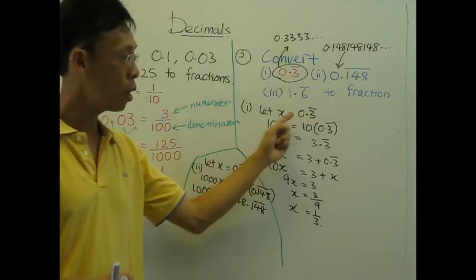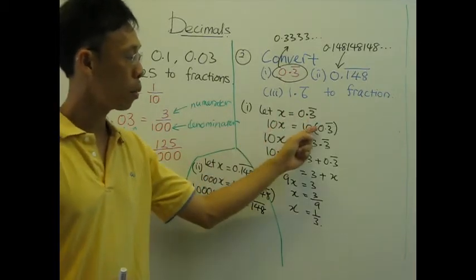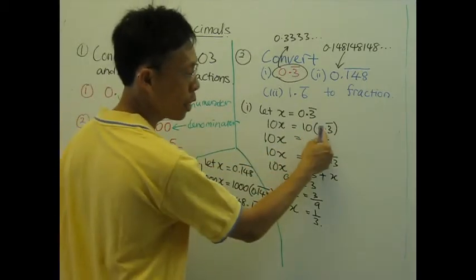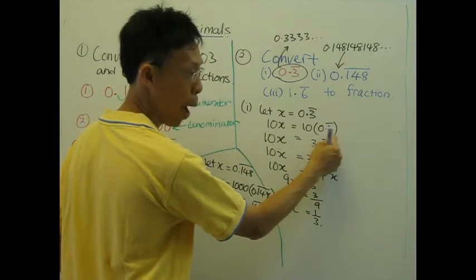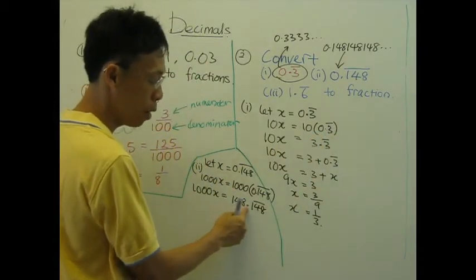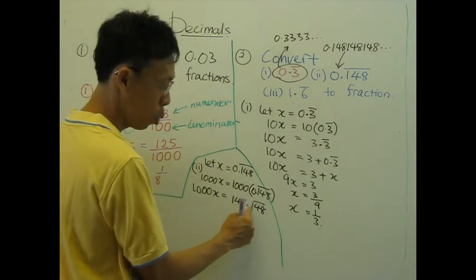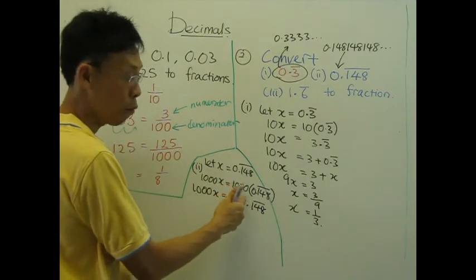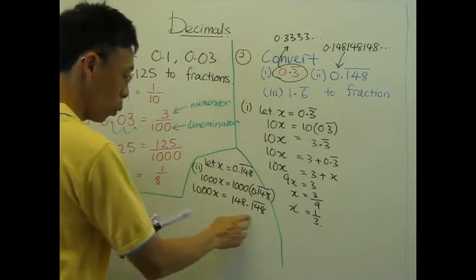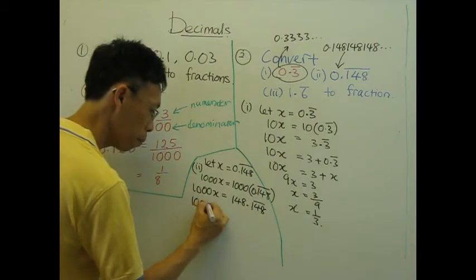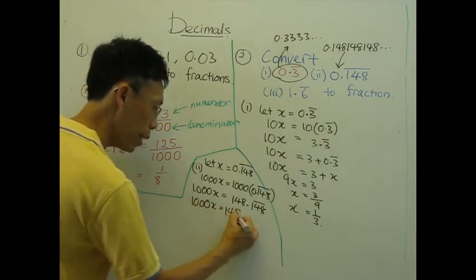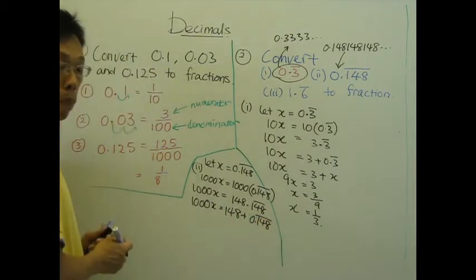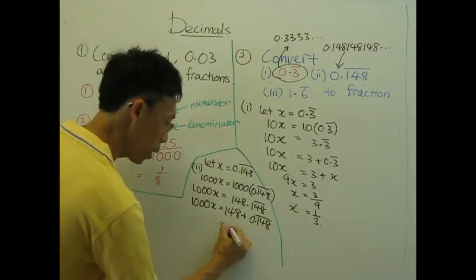Here 0.3 multiplied by 10 makes it 3.3. Basically, you can think about shifting the decimal place 1 value back. Here, I shift it back by 3 places, so I need to multiply by a value that has 3 zeros in it. That's 1,000. So here becomes 148 plus 0.148 with a bar on top, which basically is just x.